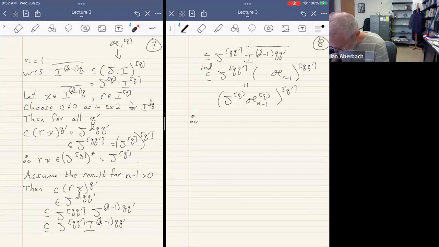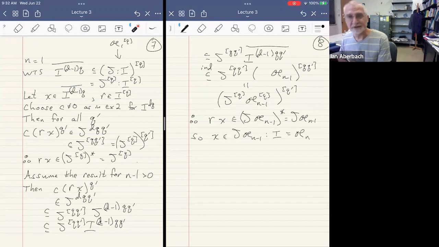And so therefore we have that Rx is in J, A n minus 1 star, which equals J, A n minus 1. And so X is in J, A n minus 1 colon I, which is A. And that shows the d equals minus one case. That's the end of the proof.